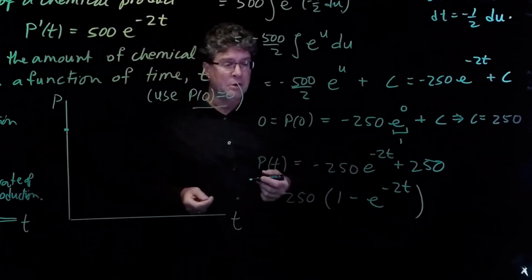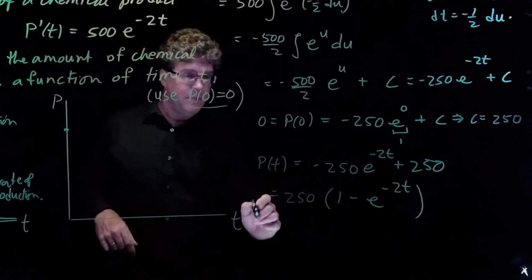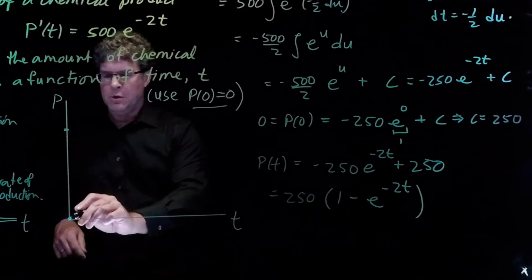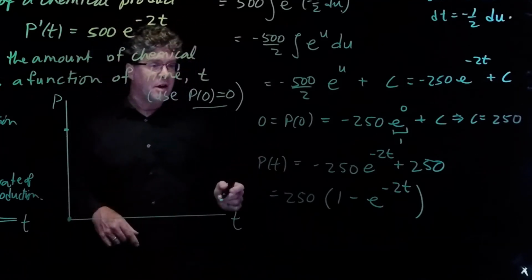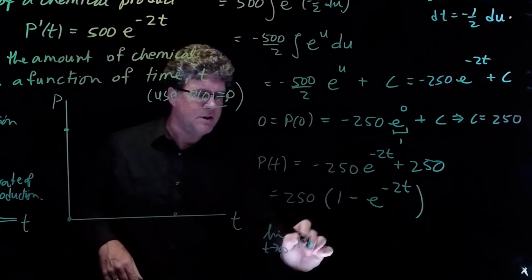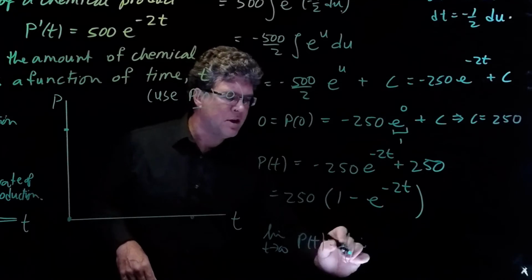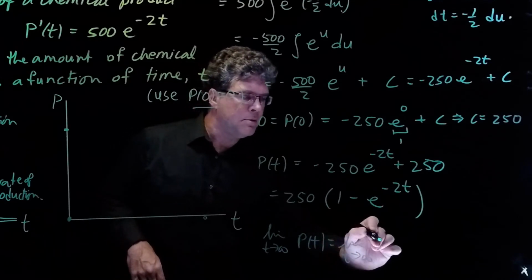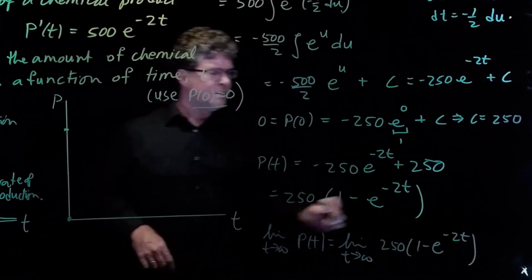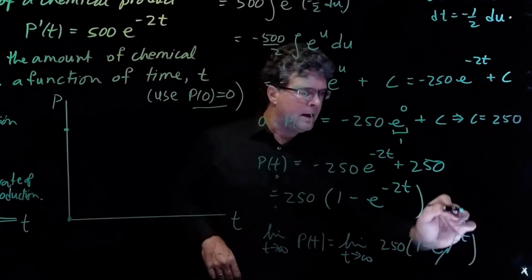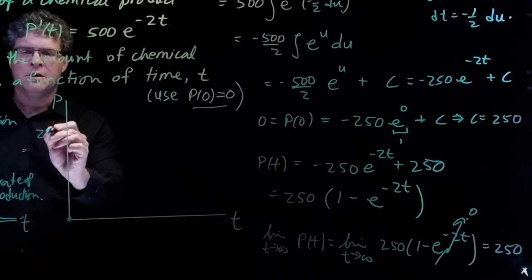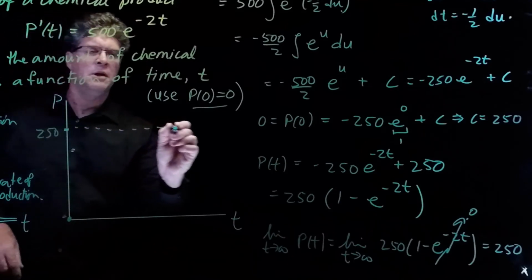But let's get a feeling for what it looks like. When time is equal to 0, P of 0 is equal to 0. So we know it starts at 0. And as time progresses, let the limit as time goes to infinity of P of T be equal to the limit as time goes to infinity of 250 times 1 minus e to the minus 2t. So this term is going to go to 0 here. And so this is going to be equal to 250. And so let's put 250 here. This is a horizontal asymptote for P.